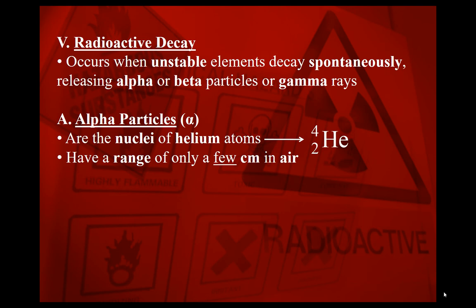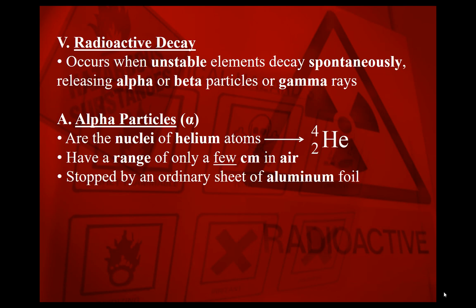Alpha particles only have a range of a few centimeters in air. The reason is because they're relatively large particles. It wouldn't take very much for one of these particles to strike another molecule of gas in the air before its motion gets interrupted. So they can't move very far.